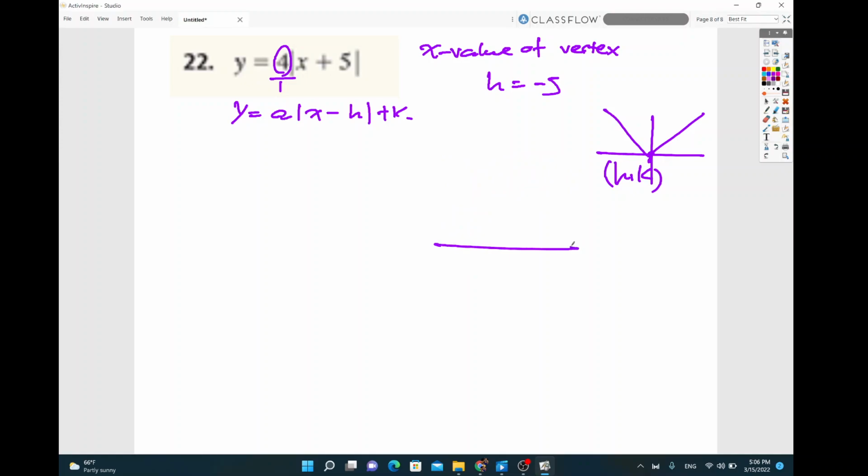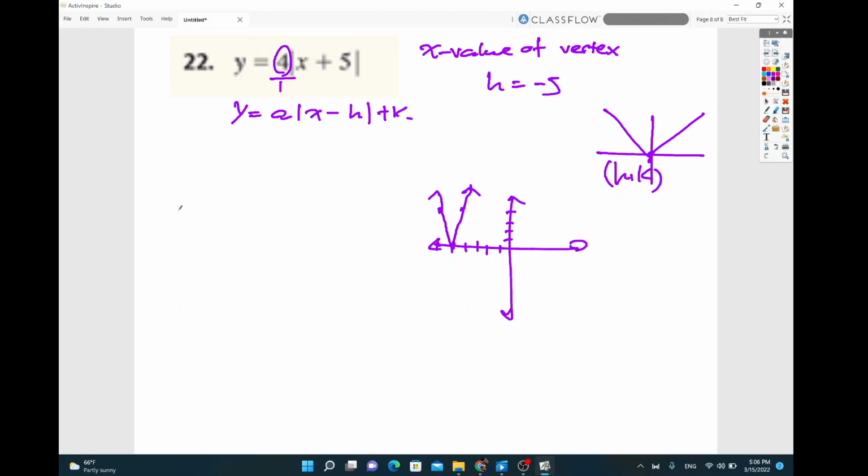Okay, so starting with the x-axis and y-axis, let's set up some scale: 1, 2, 3, 4, 1, 2, 3, 4, 5. Again, the vertex is negative 5, comma 0. And then the slope: 4 units up, 1, 2, 3, 4, 1 unit to the right. And then the other side is similar: 4 units up, 1 unit to the left. So you may notice that it's a skinny V shape.